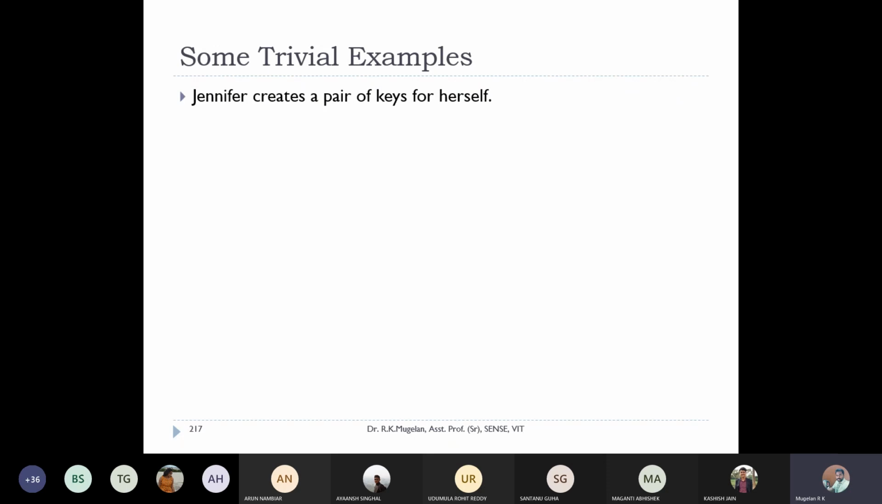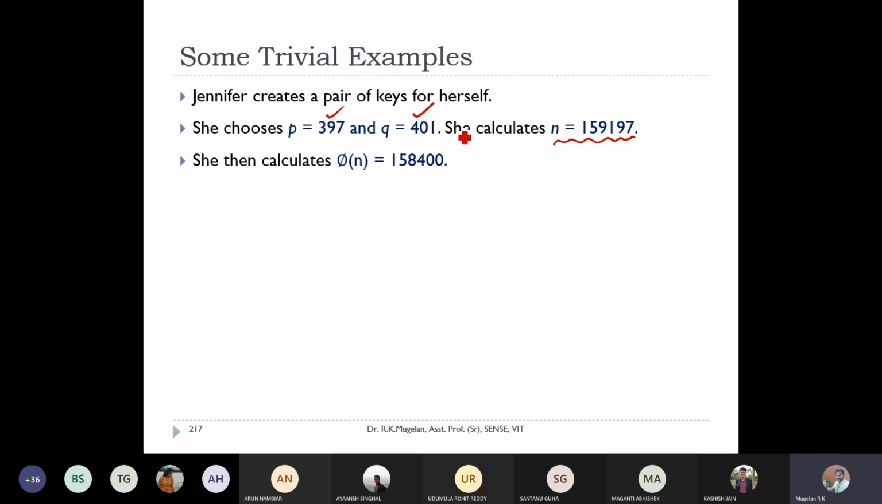Right. So for example, here I just increased the numbers, but in real time, the values of P and Q will run for more than 6 digits. Here you can see P and Q have 3 digits, and if you multiply these two, you get the value of n, and phi of n runs to 158400. Here they have chosen the value of e to be 343, and if you compute the inverse of e under modulo phi of n, you get d to be 12007.